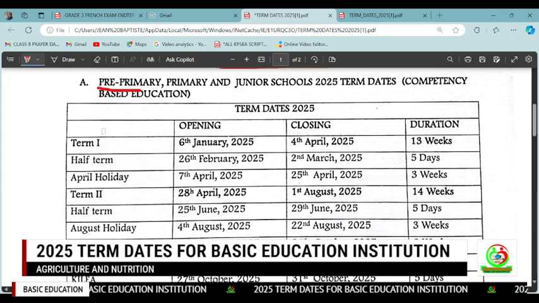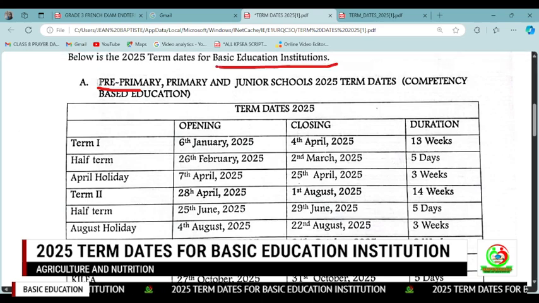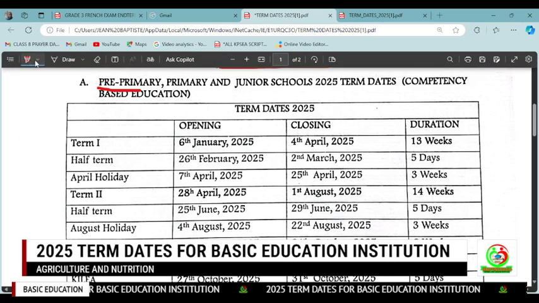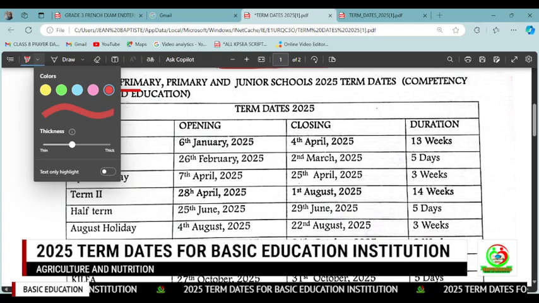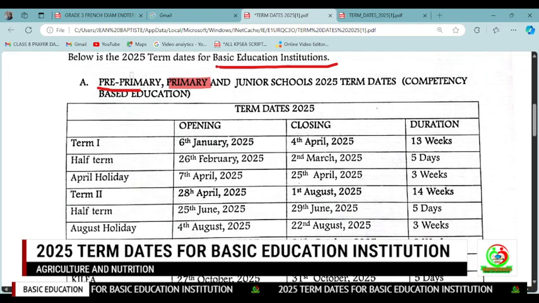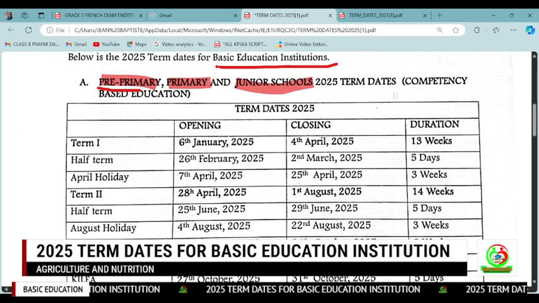From the preschool. That's the preschool I'm talking about here. From the preschool to primary, preschool, primary, junior school, the term dates are for the competence-based education. That's the CBC.